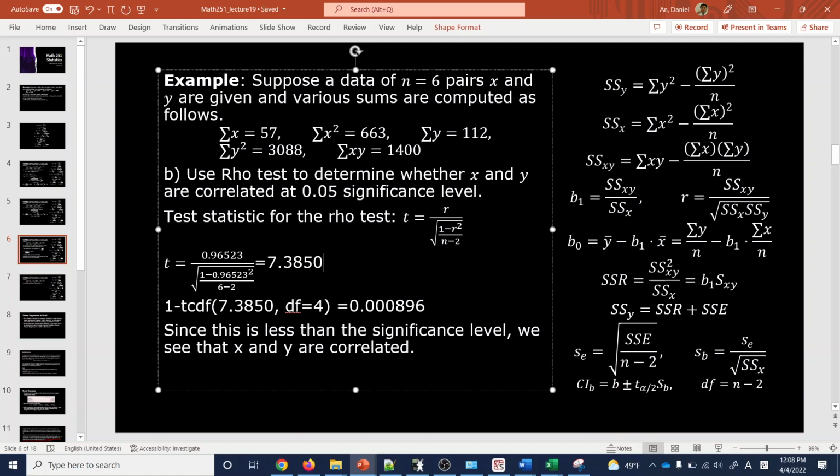Yeah. I mean, it differs from problem to problem. If it's not given, just keep it as 0.05. Okay. Yes.